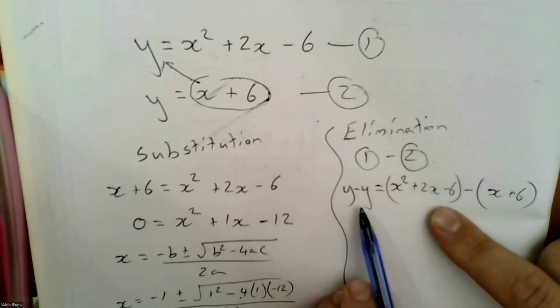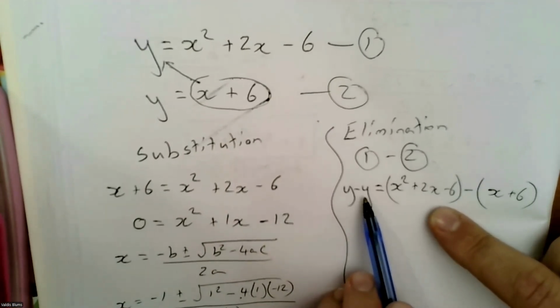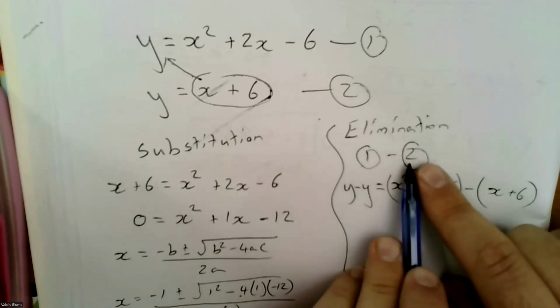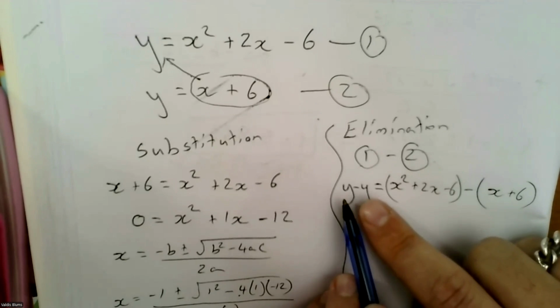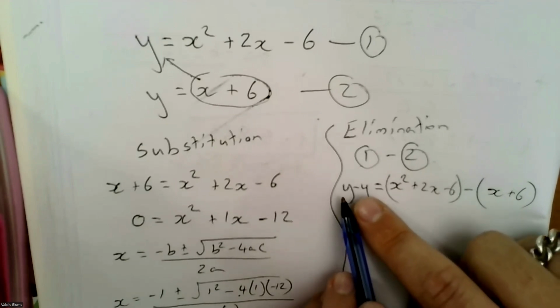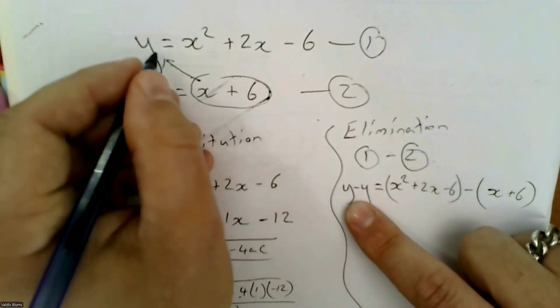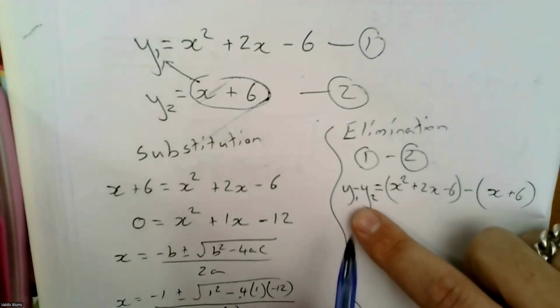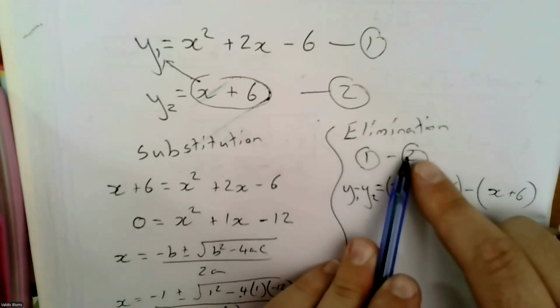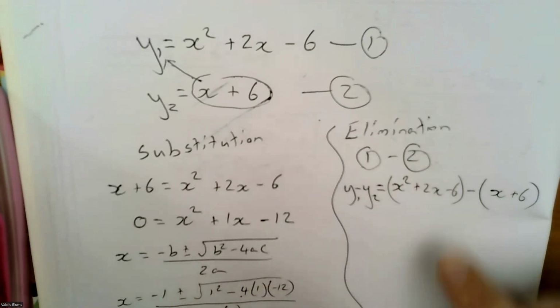And another thing to note with the elimination method, if you're doing 1 minus 2, so for instance, one equation minus another equation, you always want to keep that order for the same thing. So in this one here, that would have been y1, y2. So y1, y2. We are always sticking to that order of 1 minus 2 for both sides of that equal sign.